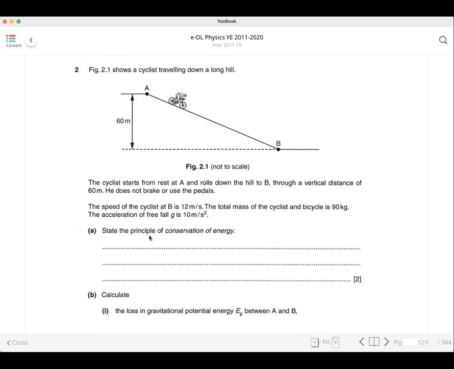You just listen. The principle of conservation of energy, 2 points. Number 1, energy cannot be created or destroyed. It can only be converted from one form to another. That is the conservation of energy. Now quickly do B part 1, everyone.